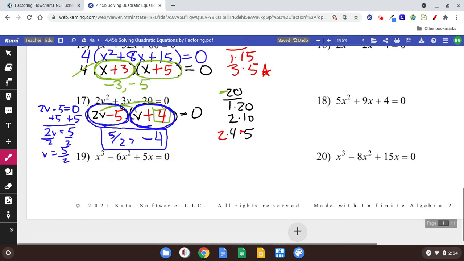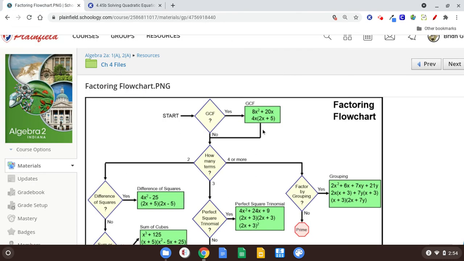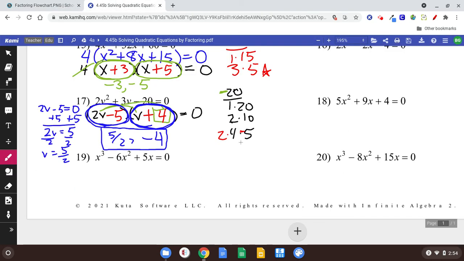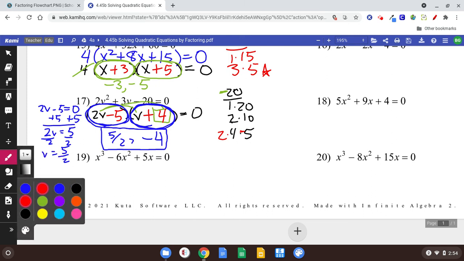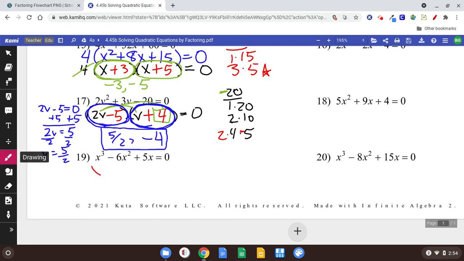Last one, number 19. Number 19 looks confusing. It looks weird. It looks hard. If it looks hard, there's almost always going to be a GCF. But that's the first question you have to ask yourself anyway. Look for a GCF. Sure enough, I see one. I see each of those 3 terms are divisible by x. So I take out an x. It's like division. It's like canceling. I take out an x in the front.